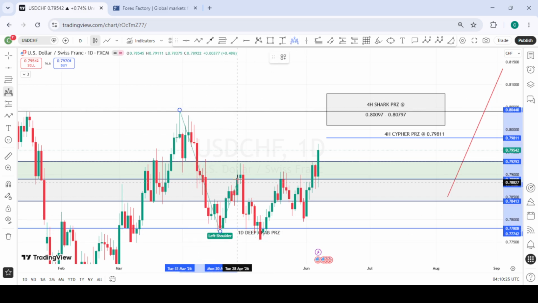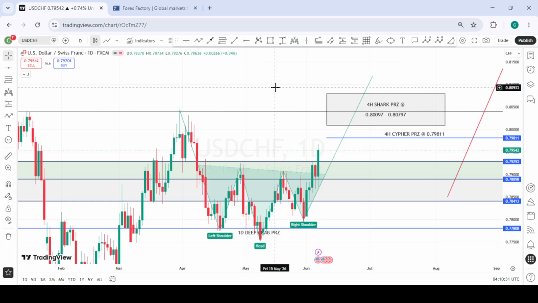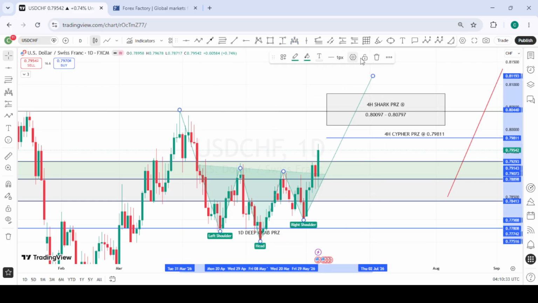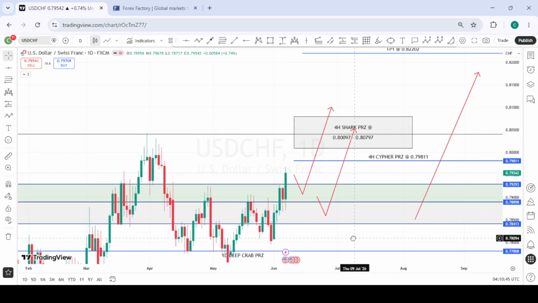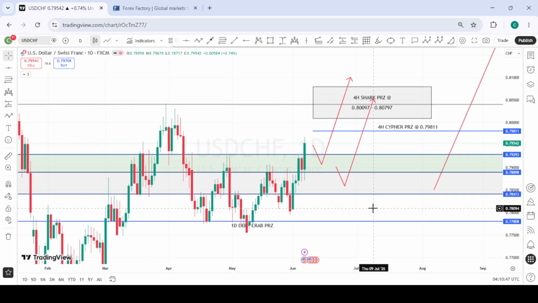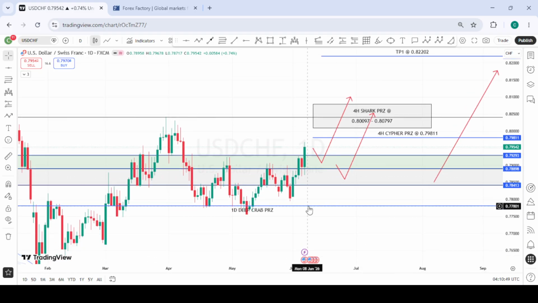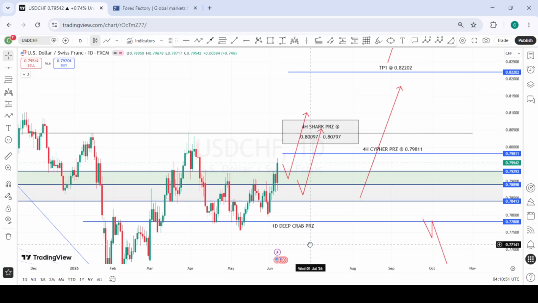This is the left shoulder, this is the head, and this is the right shoulder. So we are looking forward to see price continue to the upside. All we are looking forward to is a possible pullback into these two areas of interest. Should price pull back here, we look for buying opportunities to the upside. Should it pull back to the second zone below, we'll still be interested in taking the buys from here to the upside. So we are very bullish on USDCHF for the coming week.